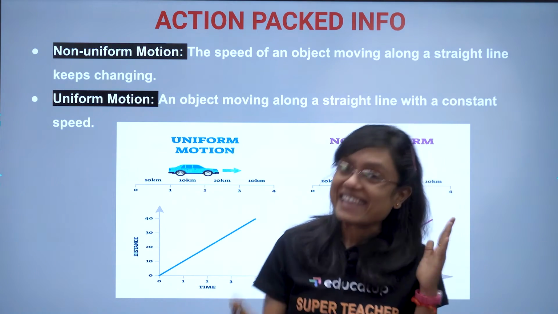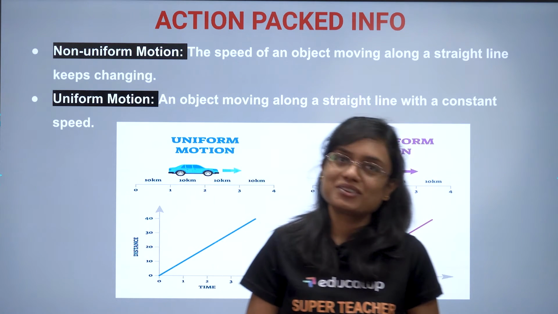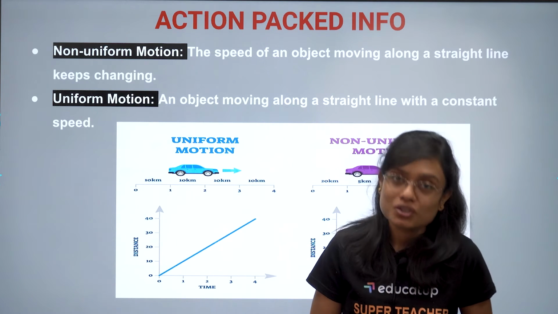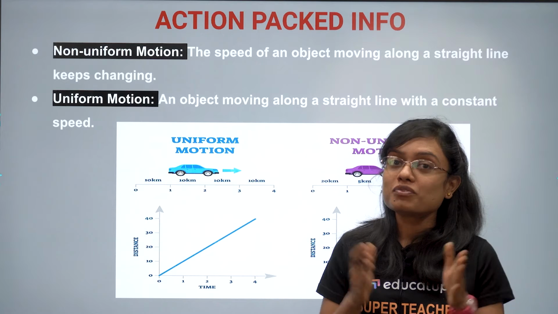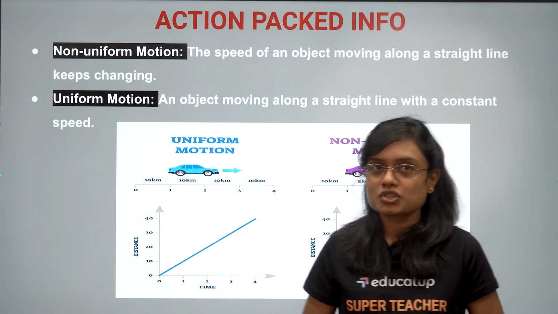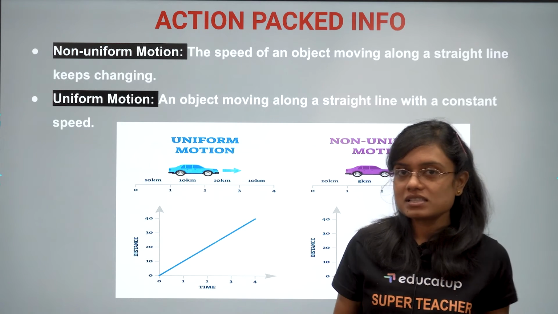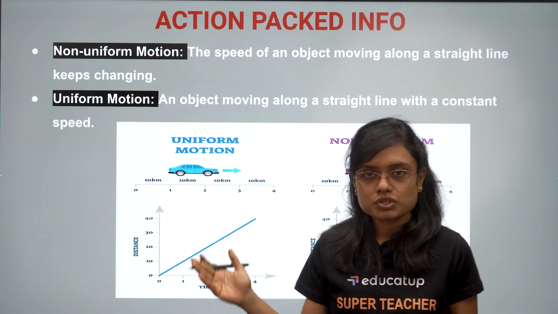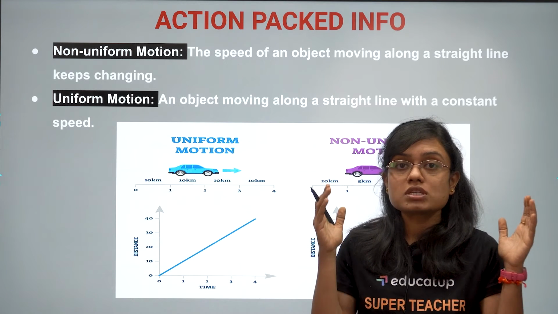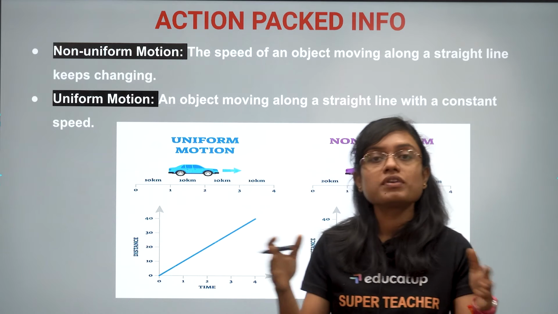Action-packed info, guys. Again, something very interesting for you. Motion is of two types, non-uniform motion and uniform motion. When the speed of a moving object changes continuously, then it is a non-uniform motion. And when the speed of a moving object remains the same throughout the motion, then it is a uniform motion. Now, you tell me, when you are going somewhere, are the vehicles showing uniform motion or non-uniform motion? Obviously non-uniform motion, because the speed changes according to the traffic, according to the availability of the road, according to the people moving side by side.